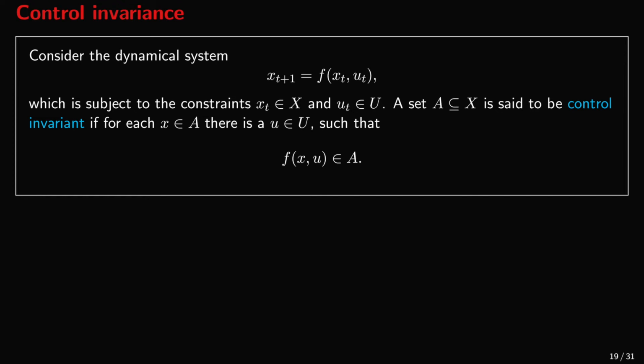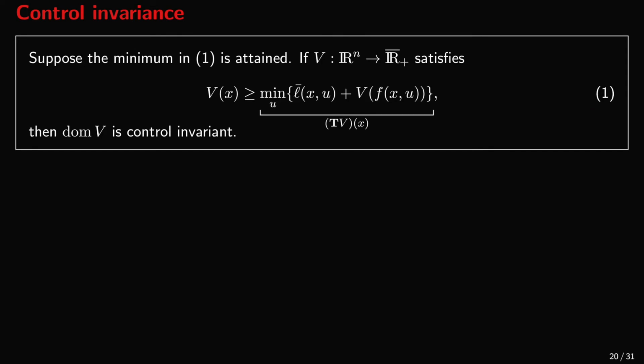In other words, a set A is control invariant if whenever we start from inside A, there is a control action drawn from U that keeps the state inside A. Now have a look at this. If v is an extended real-valued function that satisfies the inequality v is above Tv, and the minimum in this expression is attained, then the domain of v is a control invariant set.